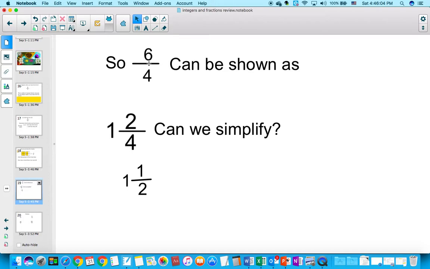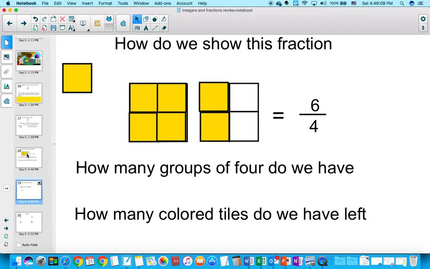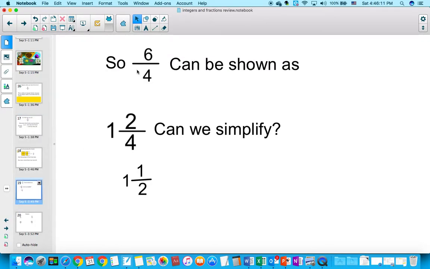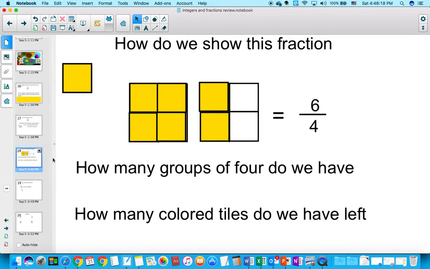Because again, 6/4, well, how many 4s are in this 6? How many 4s are in this 6? Well, we have at least 1 4, so we have 1 whole part, as we can see here. And we have 2 left over.